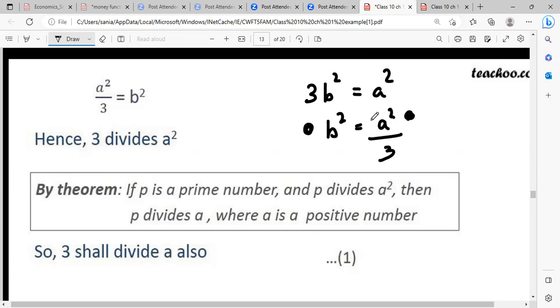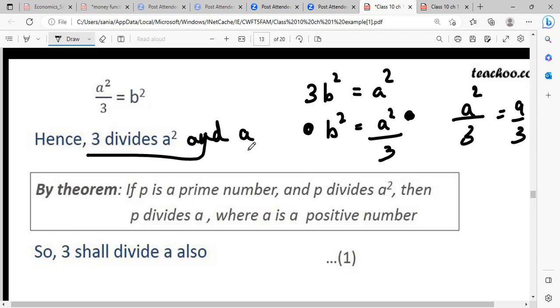Yes, ma'am. Yes, because A and B are equal, right? They are co-prime numbers. So if 3 is dividing A square, that means 3 divides A square as well as A. See, if it is dividing A square, that means it also divides A, right? So 3 divides A square and A.